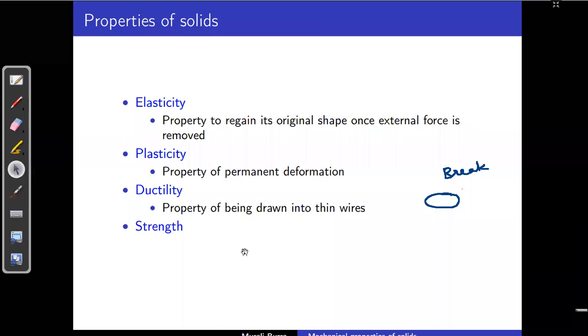Next, strength. How much force it can withstand, that we call strength. The ability to withstand applied stress without failure is strength. So however much force we apply, if it can hold that much without going into this plastic nature, then we say it has more strength. Some materials have more strength, some have less strength. That is one more mechanical property.